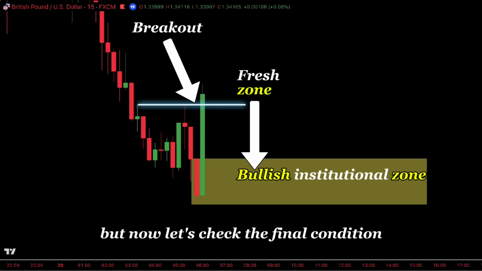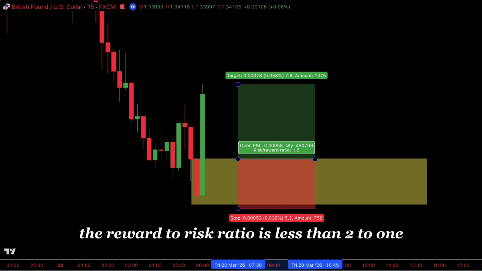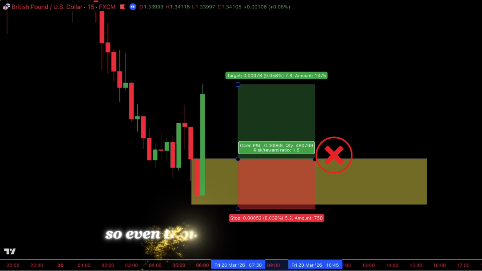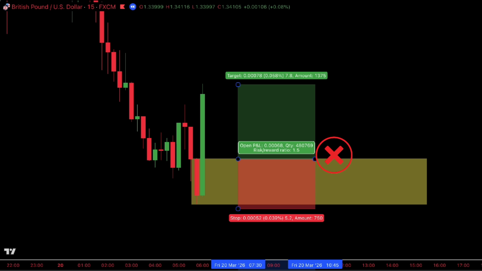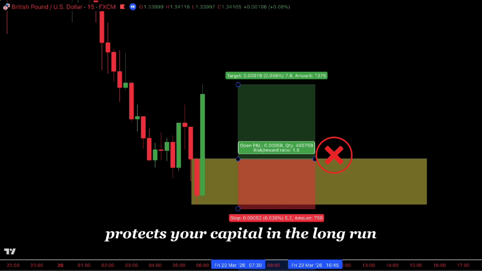But now let's check the final condition, trade quality. As you can see, the reward-to-risk ratio is less than 2-to-1, which means the potential reward is not worth the risk. So even though the setup looks clean, we still ignore it. Because discipline is what protects your capital in the long run.